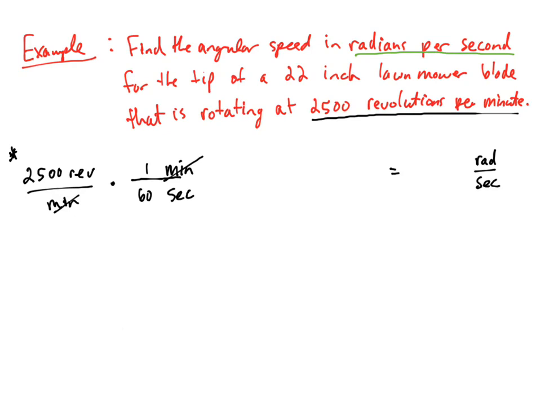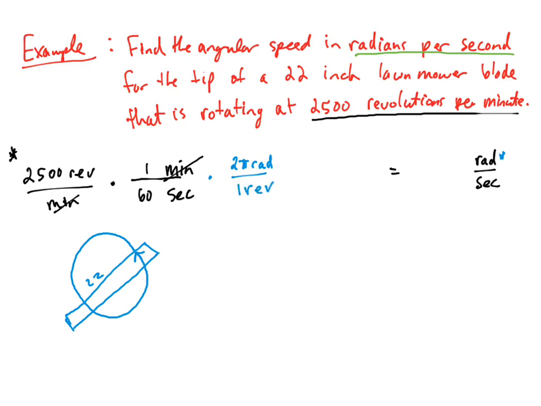So what does this even mean? If we have a lawnmower blade that's 22 inches long, 1 revolution is when this blade rotates all the way around. So 1 revolution is equal to an entire circular rotation. In degrees, that would be 360 degrees. However, we want radians over here. So 1 revolution is equal to 2 pi radians.